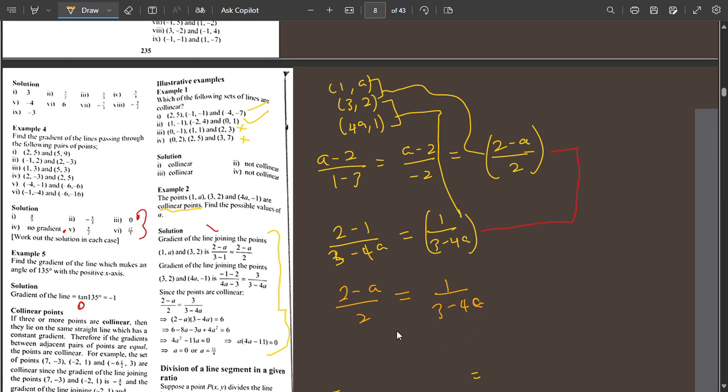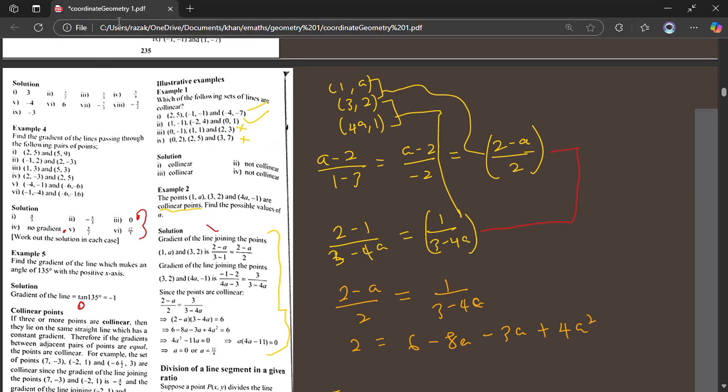Then we'll have to cross multiply. So when we cross multiply, we'll get 2 is equal to 6 minus 8a, minus 3a plus 4a squared. We can add these two.